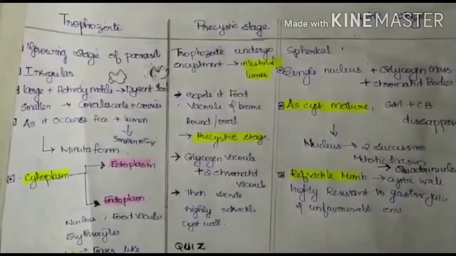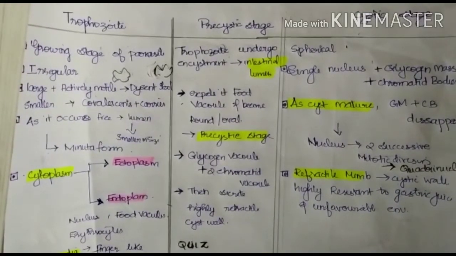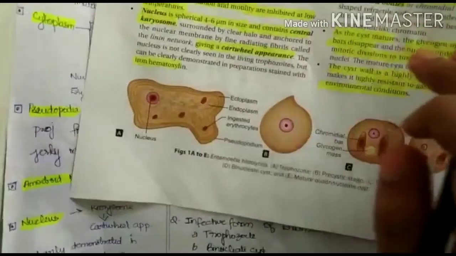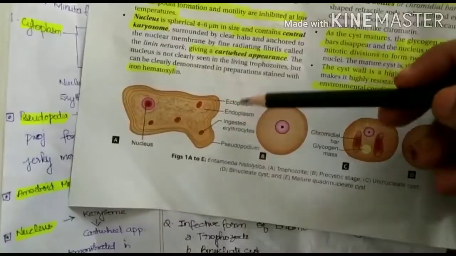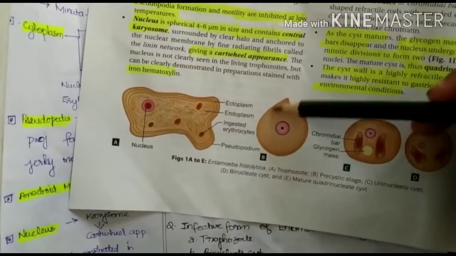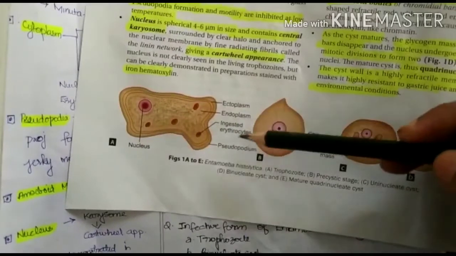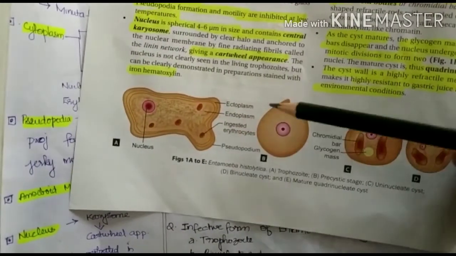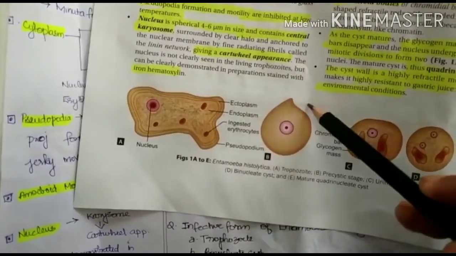Now let's study the pre-cystic stage. It forms when the trophozoite undergoes encystment in the intestinal lumen, like this. It was the trophozoite; when this trophozoite undergoes encystment, this is the pre-cystic stage. Before coming to the pre-cystic stage, the trophozoite expels all the food vacuoles and becomes round in shape. And this is the pre-cystic stage of the parasite.